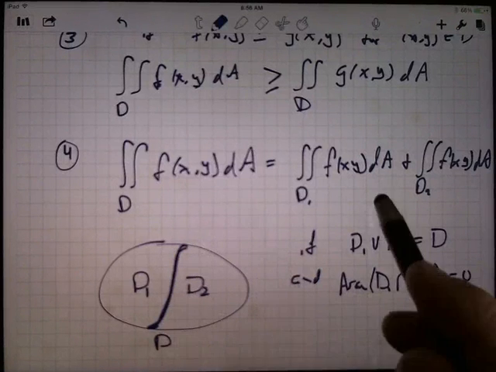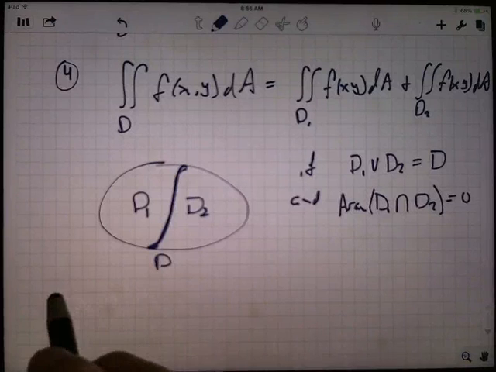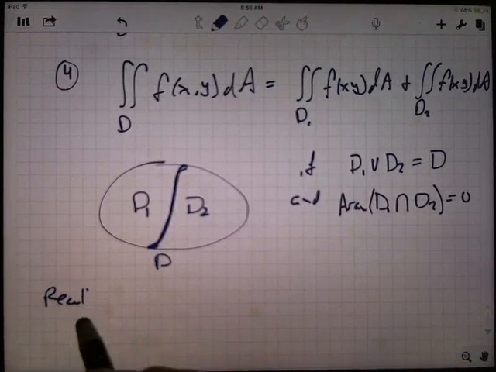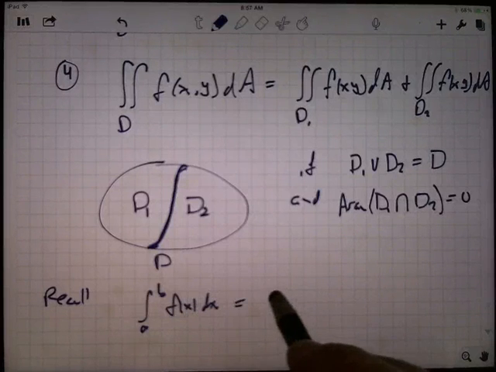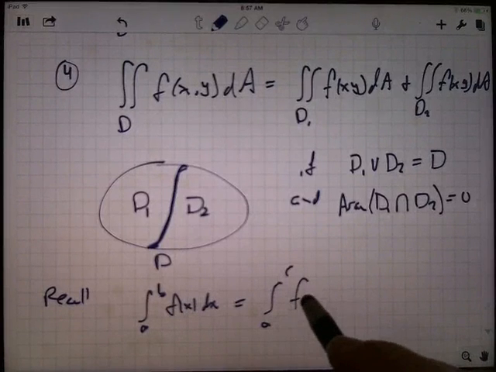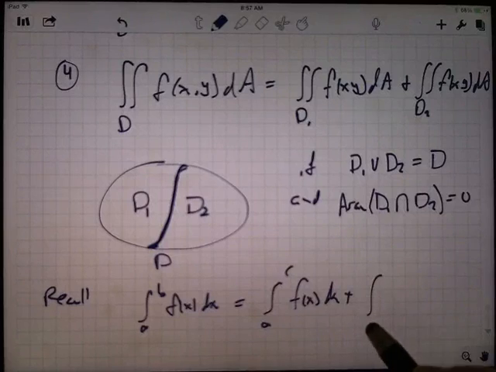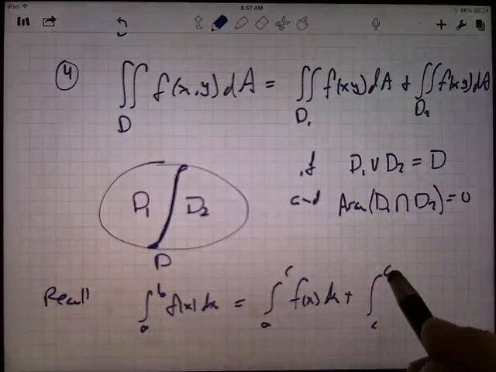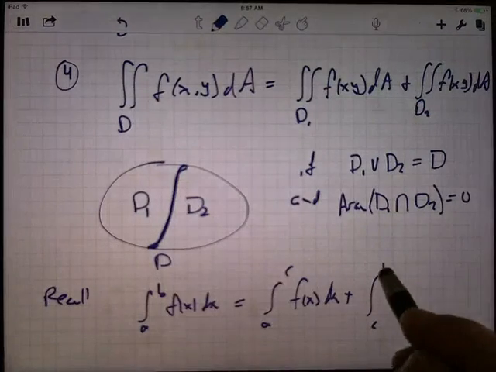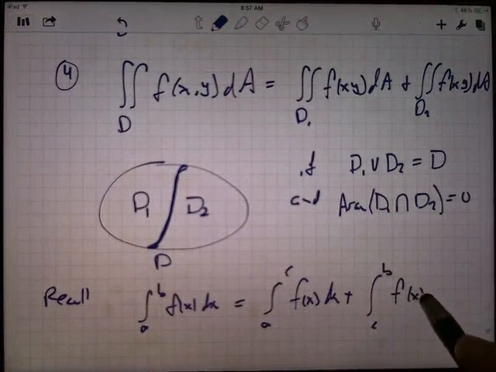We had a similar thing with single integrals, right? We said that the integral from a to b of f of x dx was equal to the integral from a to c of f of x dx plus the integral from c to b of f of x dx.